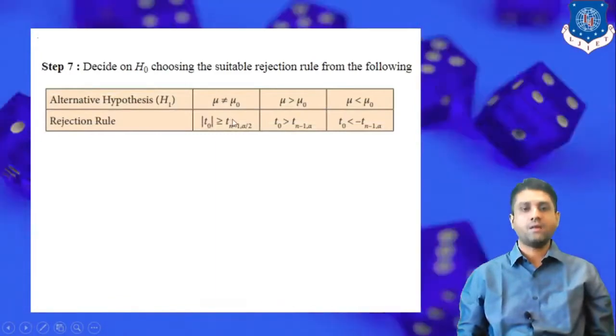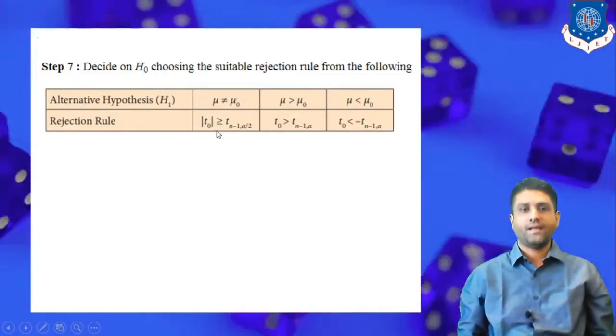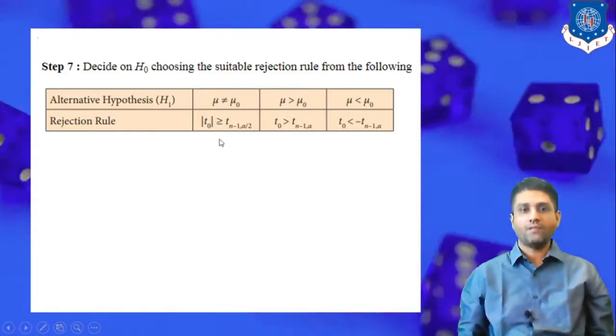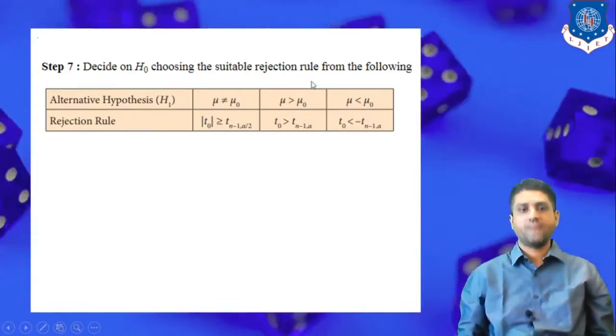Finally, step number 7, we have to give our decision on the basis of this calculated t value and tabulated t value. Sometimes the observed t value is also known as O, and these are the experimental t value. If it satisfies this condition, then we say that the null hypothesis is rejected, otherwise it is not rejected.